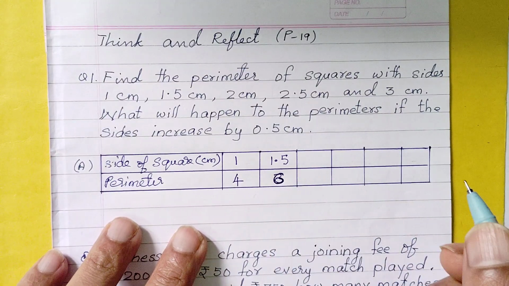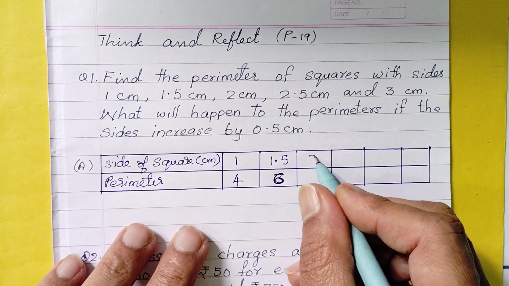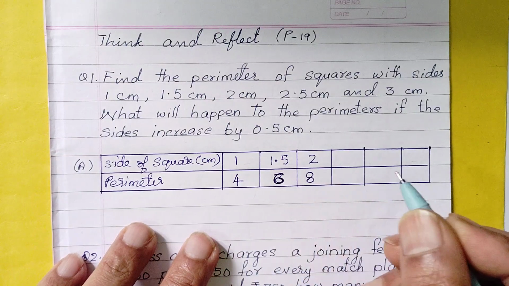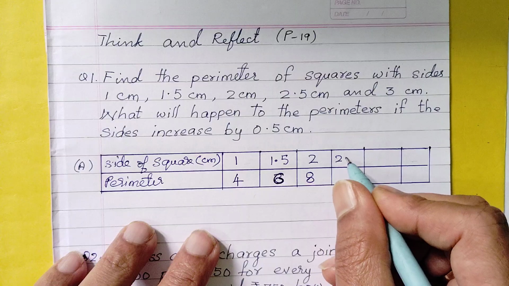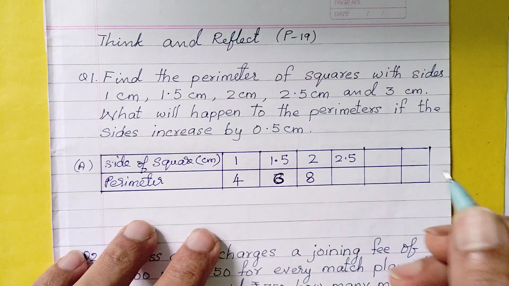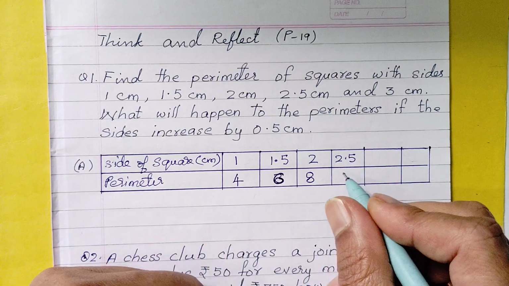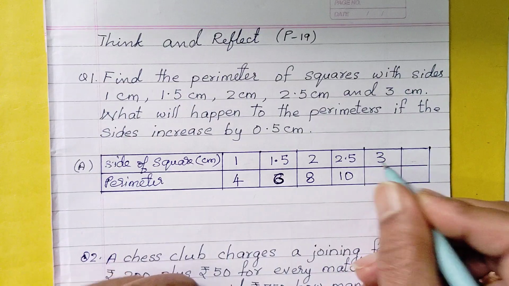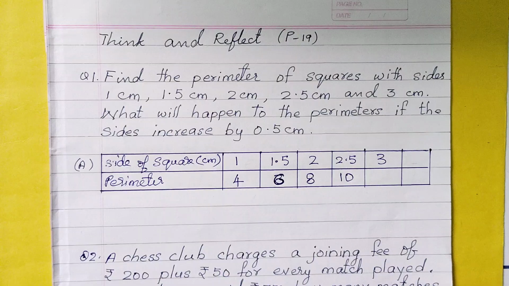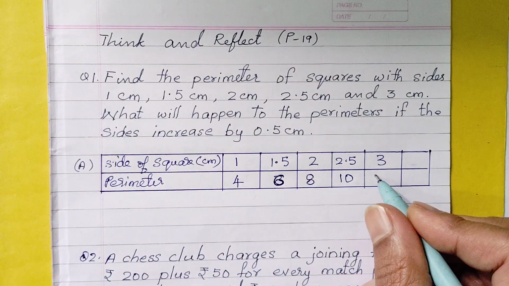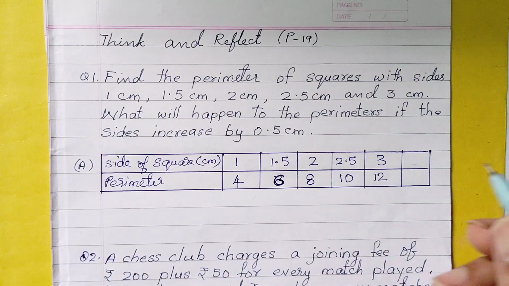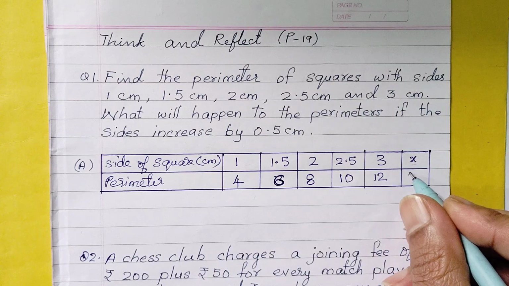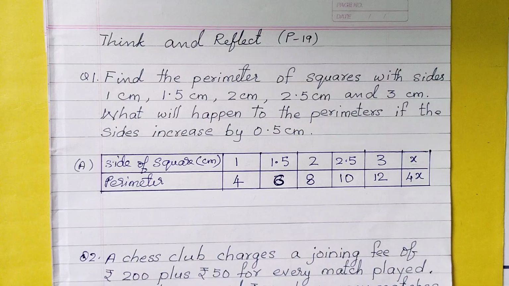If the side of the square is 2 centimeters, 2 into 4, the perimeter will be 8 centimeters. If the side is 2.5 centimeters, the perimeter will be 2.5 into 4, that is 10 centimeters. If the side is 3 centimeters, the perimeter will be 4 into 3, that is 12 centimeters. Suppose the side of the square is x, the perimeter is 4x, 4 into x.